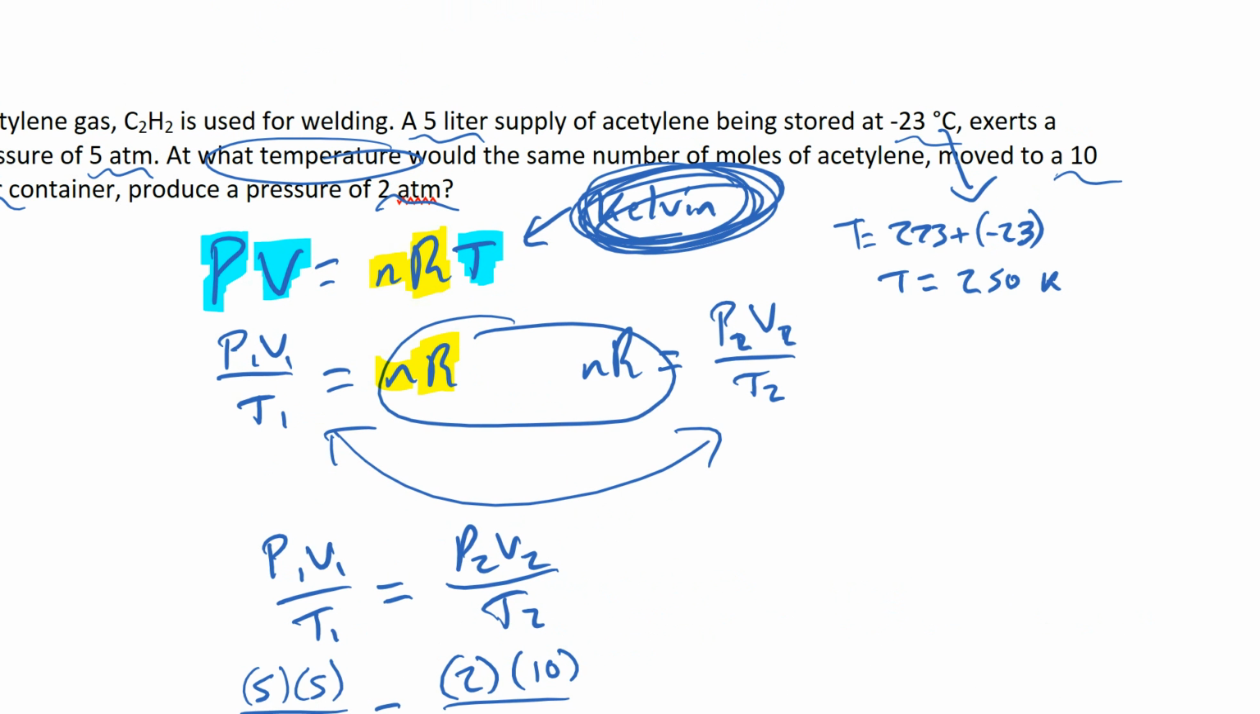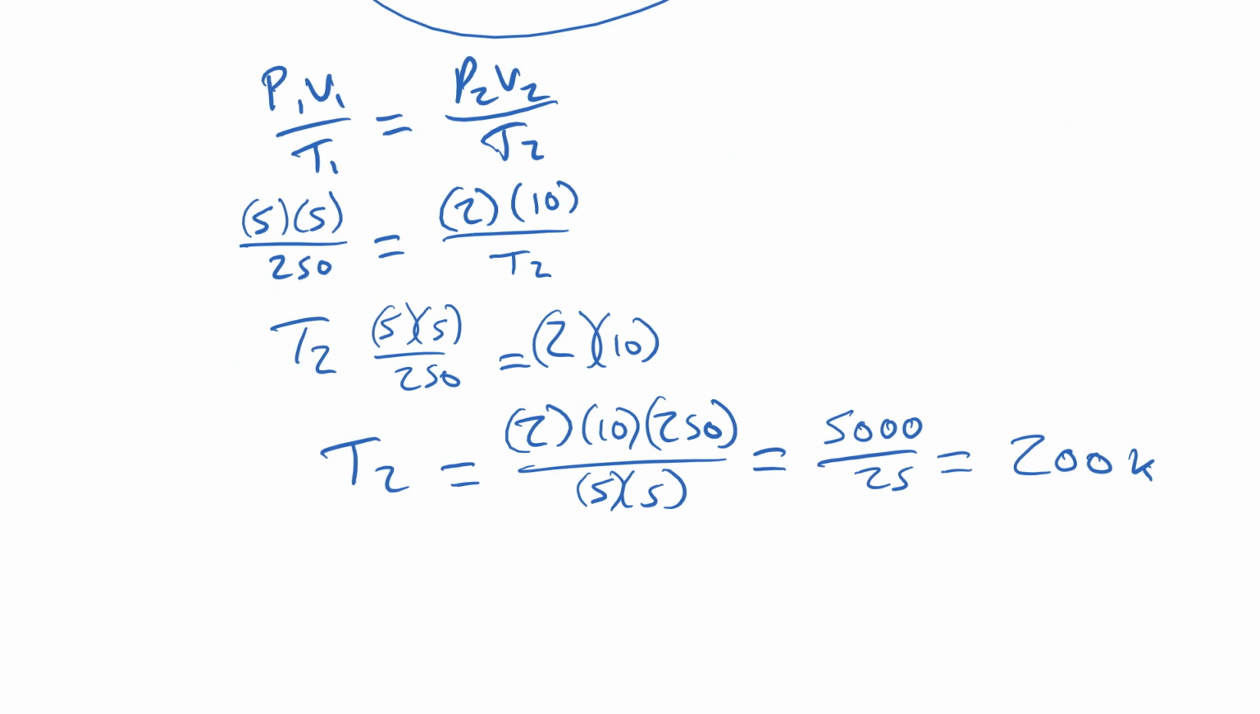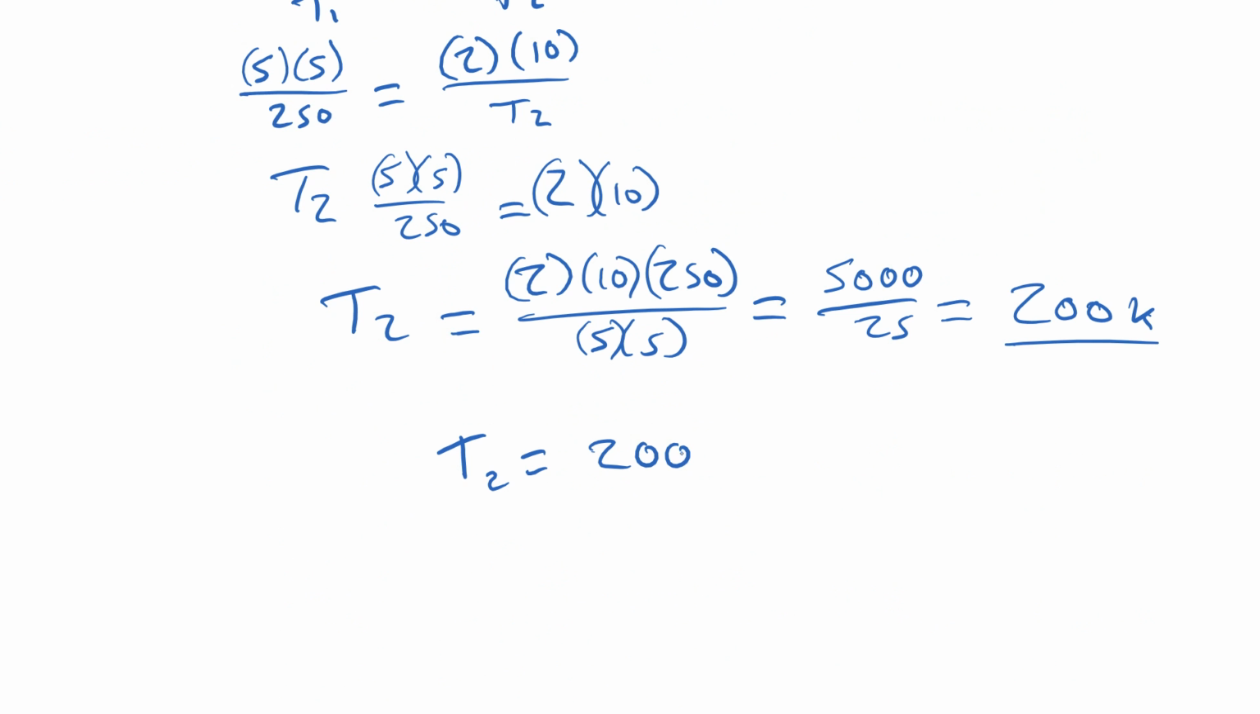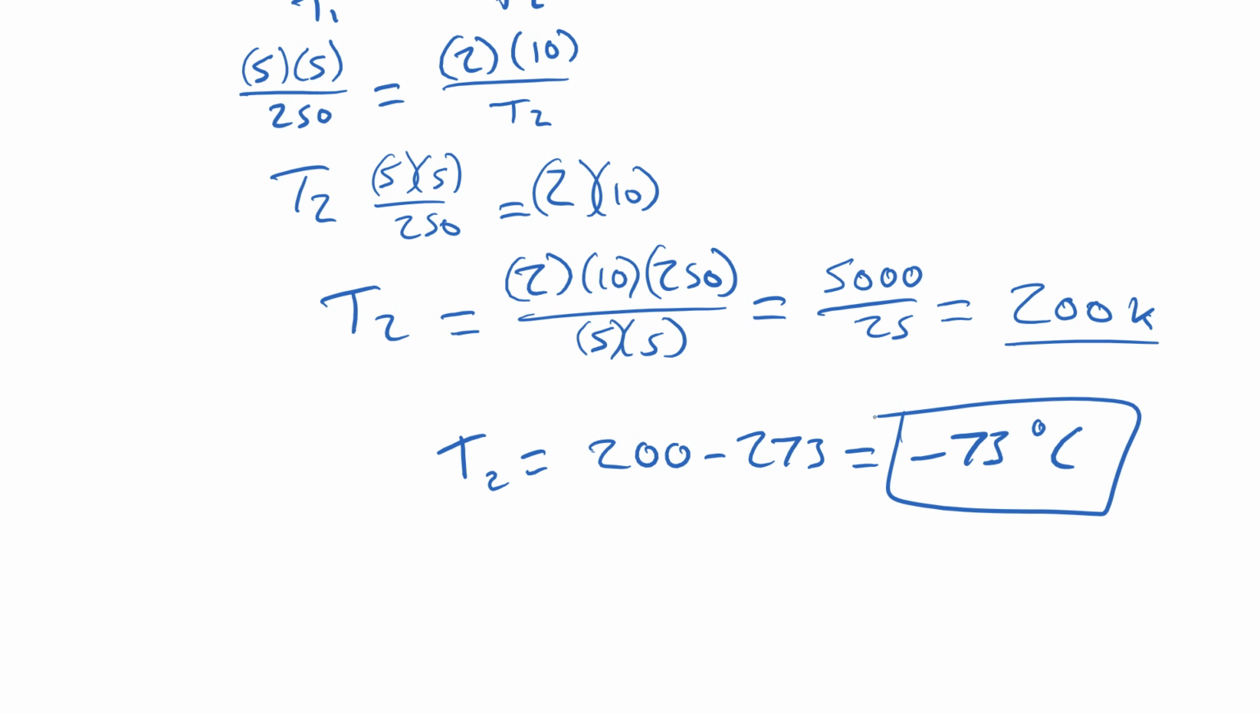But hold on a second, the units for temperature were given to us in Celsius, so we should do our due diligence and convert this to Celsius. To do that, we've got to subtract 273. And what that gives us is negative 73 degrees Celsius. And that is our answer.